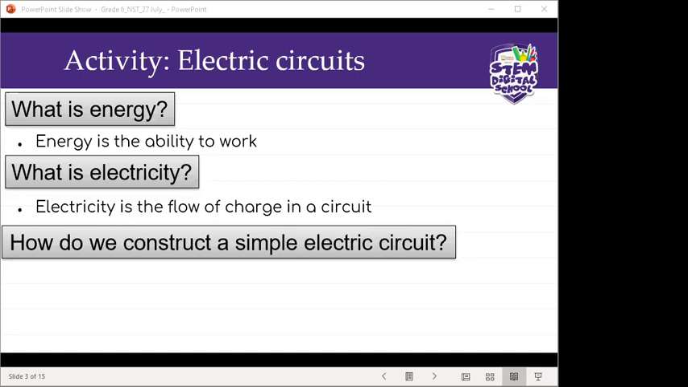Okay. I saw another hand. Okay, but it's down now. Okay. Shakira says attach two wires to the ends of a battery and connect it to a light bulb. All right, short and sweet.